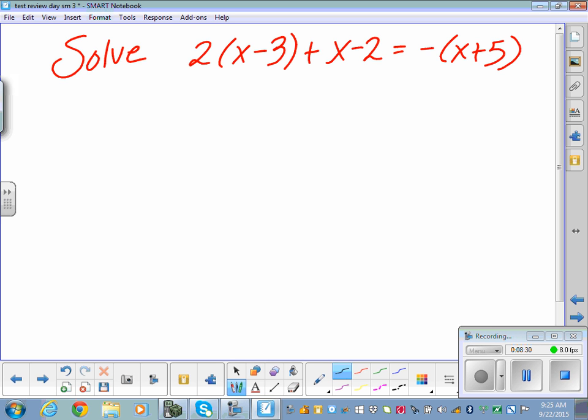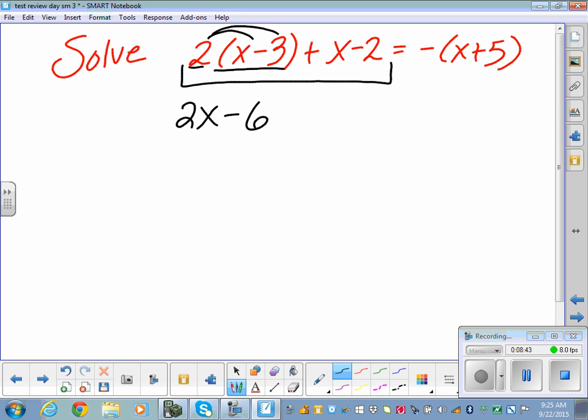So look over here on the right. There's a lot of messiness going on here. So I'm going to simplify it. 2 is multiplied to all that stuff. I'm going to distribute it through. 2 times x is 2x. 2 times negative 3 is negative 6. Then we still have our plus x minus 2, which is equal to this negative here is like having a negative 1 in front. So we'll multiply it through here. So we have negative 1x minus 5. And then from here, we'll combine like terms on the left again.